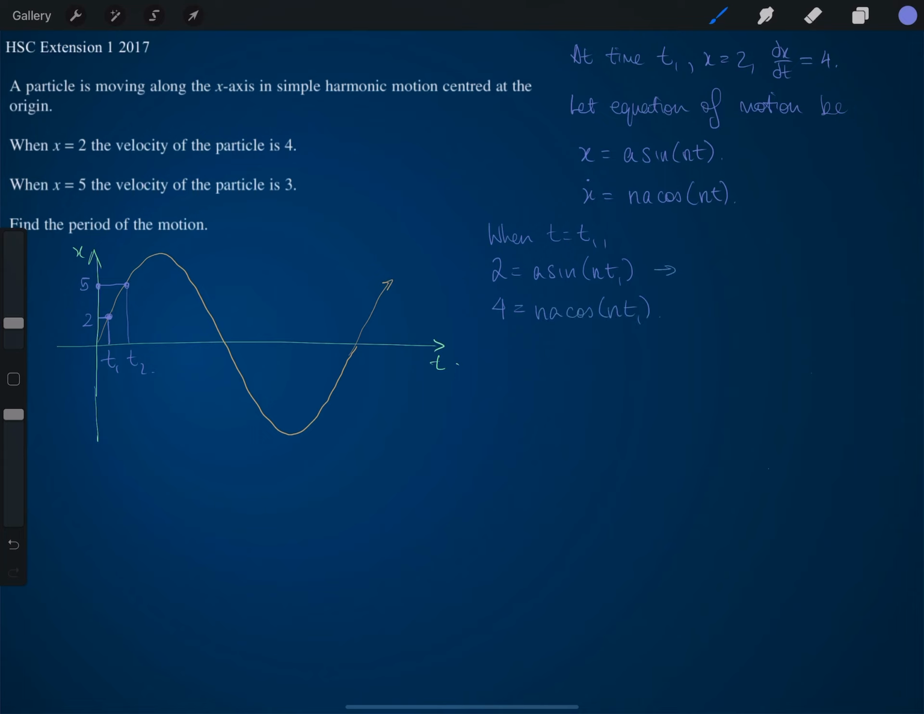Now, since sine squared plus cos squared is 1, we might start by squaring both sides of both of these equations, and then to be able to use the identity, we also need to multiply the first equation through by n squared. And now we can just add both of the resulting equations together simultaneously, and that gives us this very tidy result.